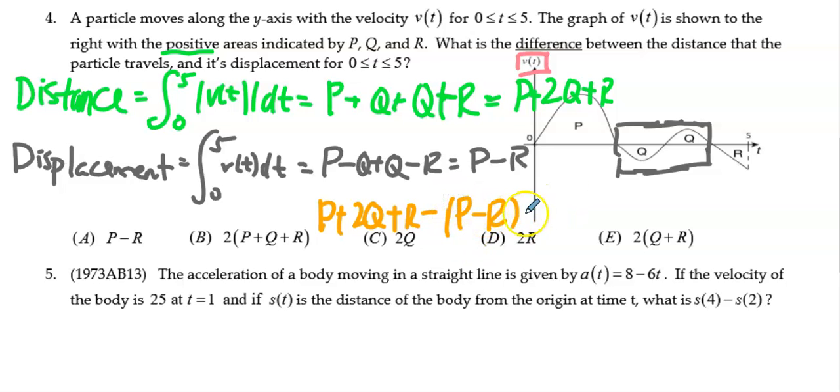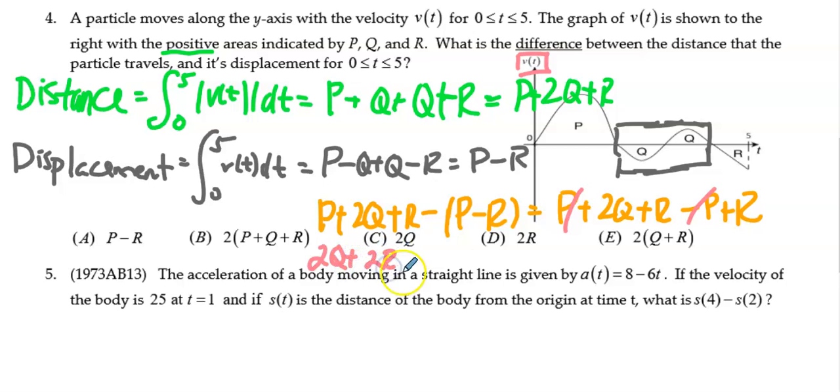All right, so p minus r. So this is going to be equal to p plus 2q plus r minus p, and this can be plus r. Plus r. And so what's going to happen here? The p's are going to cancel, and we're going to be given 2q plus 2r. So our answer is going to be letter E. Okay, letter E. So again, a very simplistic problem where you guys can see the distance versus displacement idea.